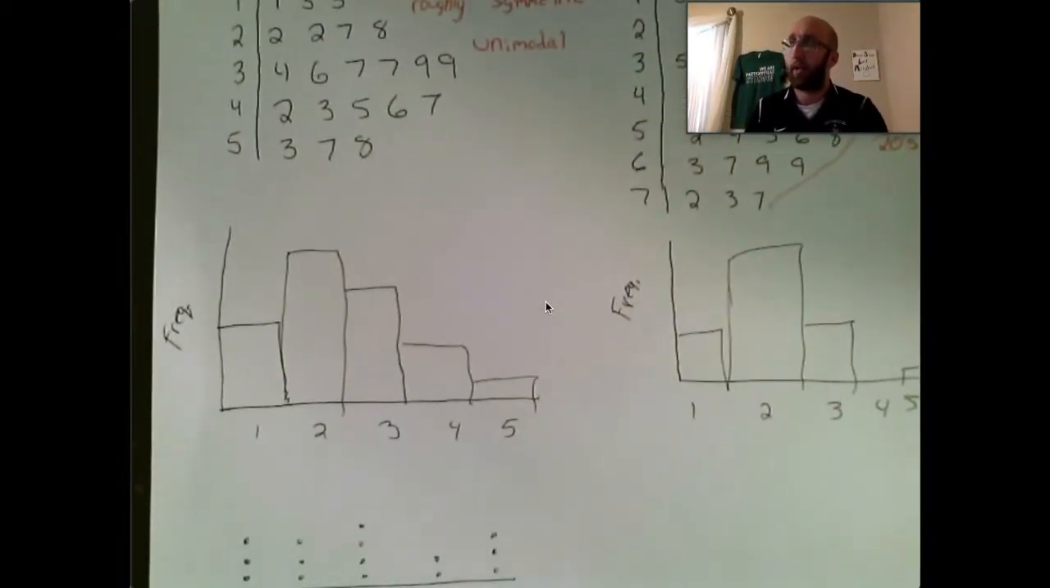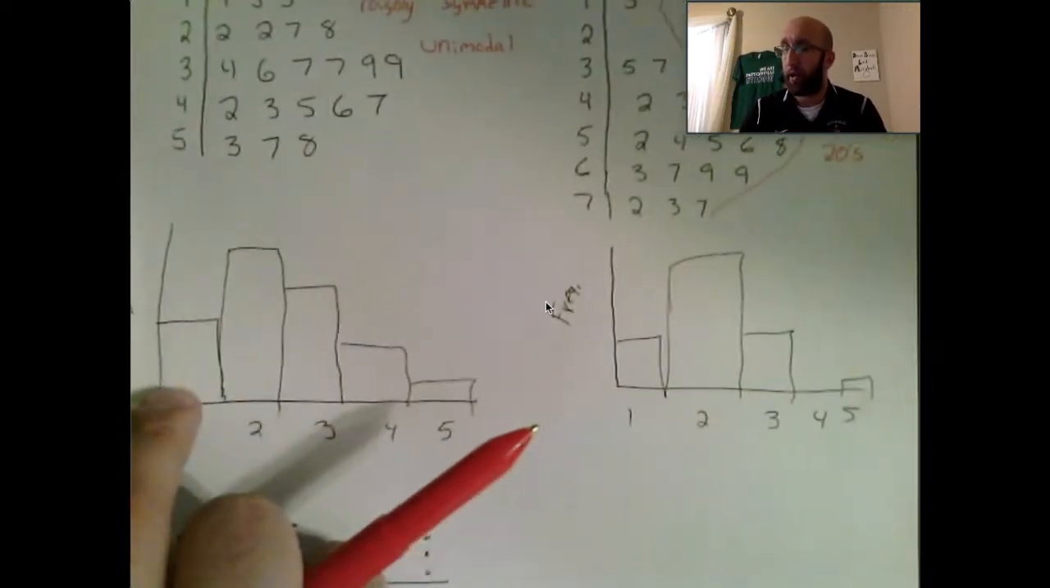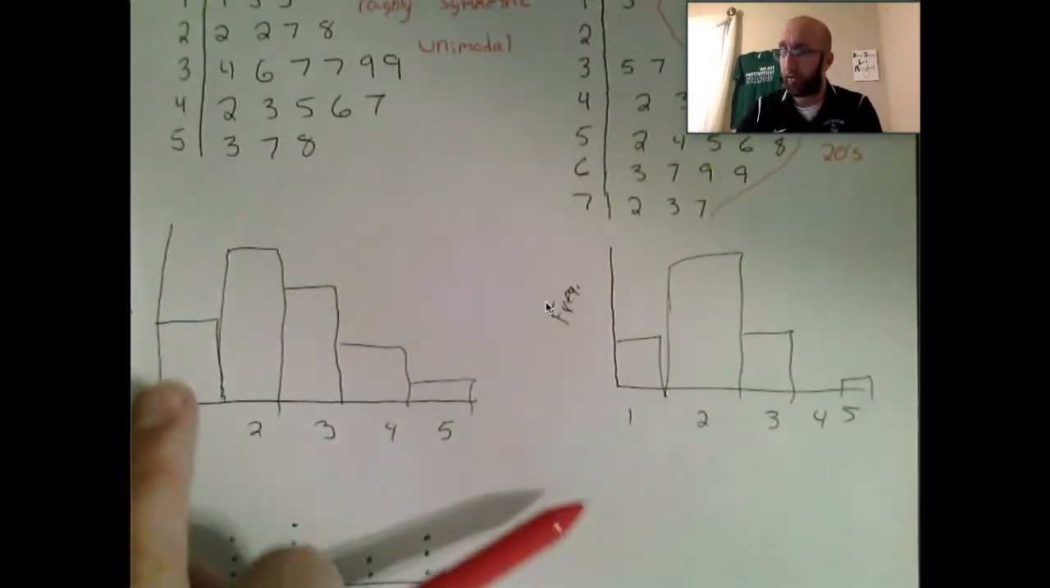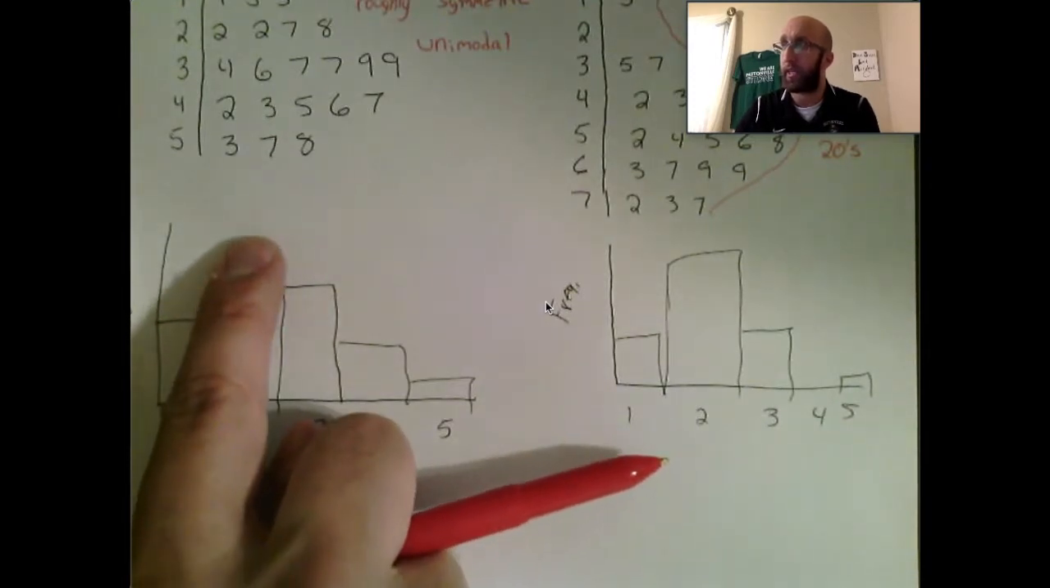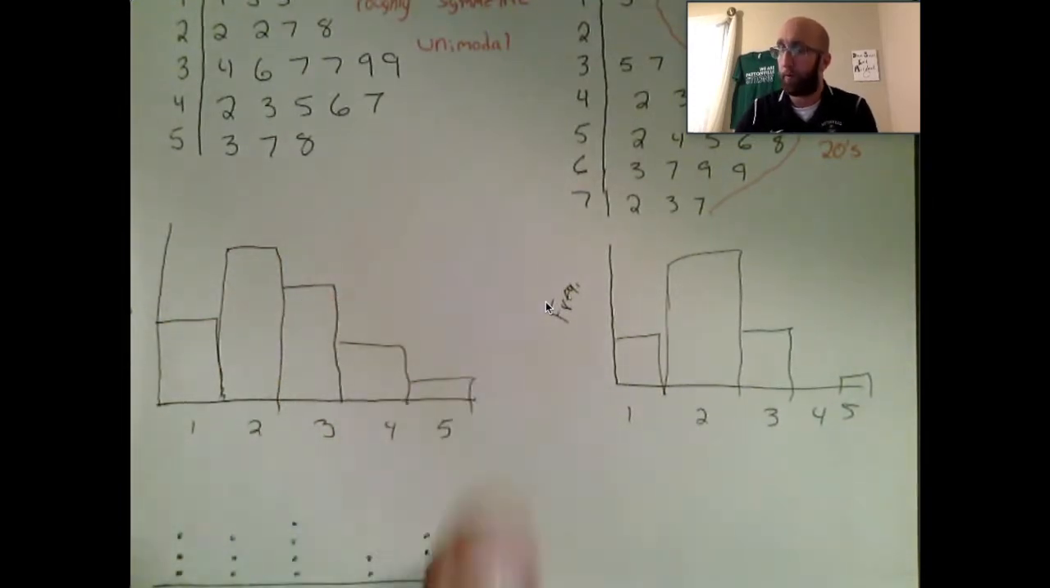Let's talk histograms. Histograms are a little bit easier to see shape because you don't have to do any turning sideways. In this first one, you see the data stacked up here on the left side and then it really flattens out on the right.